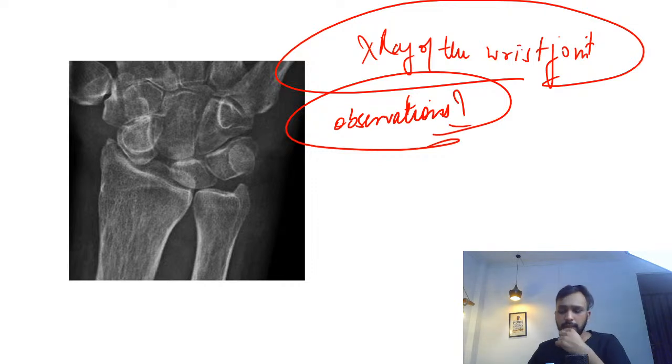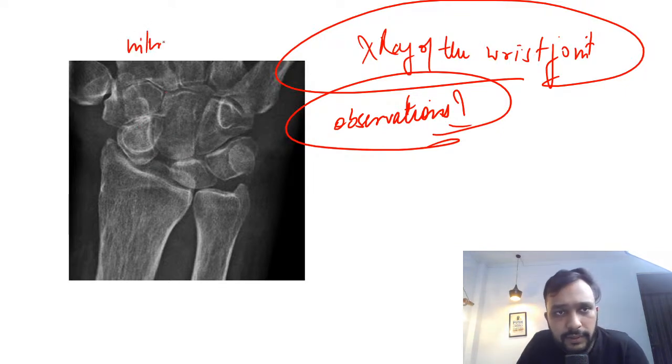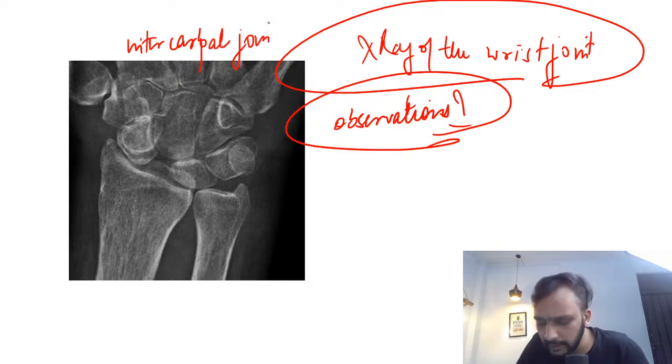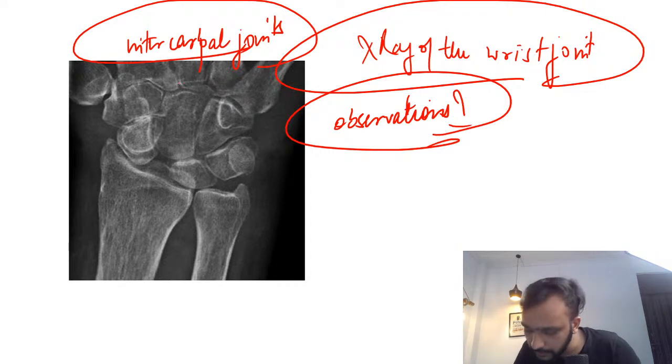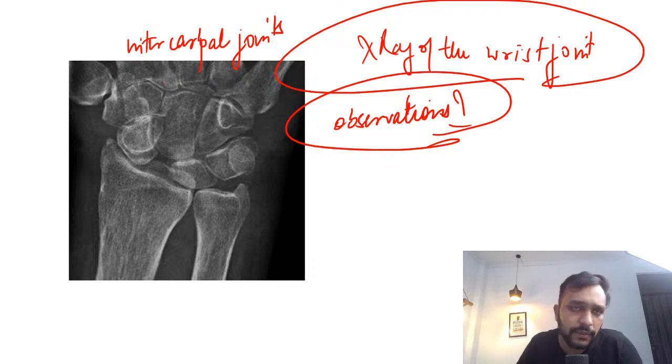Anyone? So let me tell you. So guys, if you can observe the intercarpal joints, any abnormality that you can see in the intercarpal joints? No, there is no intra-articular fracture of the distal end of radius. Just look at the abnormality in the intercarpal joints. Any abnormality that you can see in the intercarpal joints?